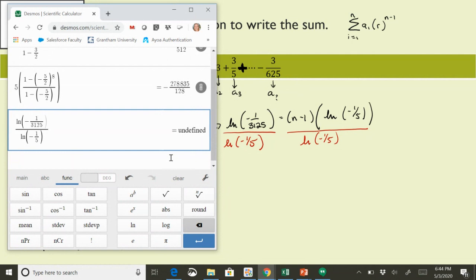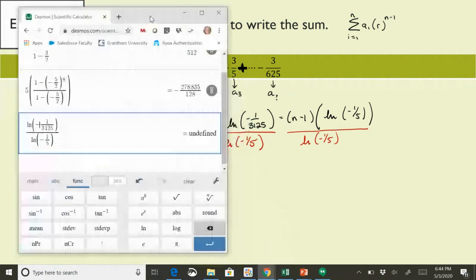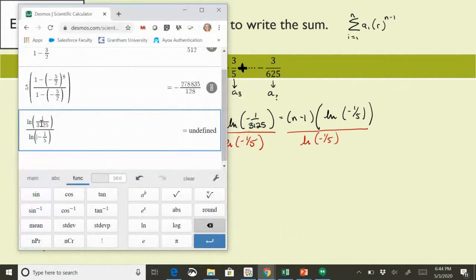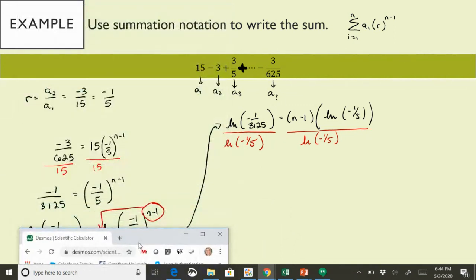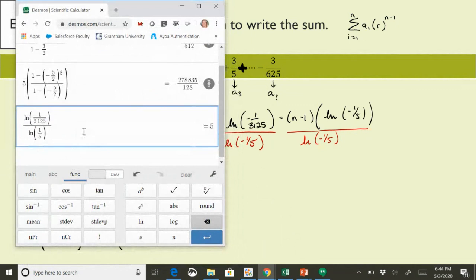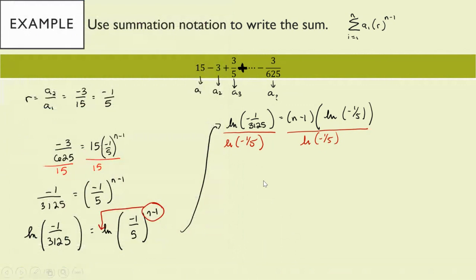Oh boy. Oh yeah, because with the natural log, we can't have negatives. I think if I just get rid of the negatives, it should work. Yeah, okay. So we'll just cancel out the negatives. We'll just assume that, because otherwise you get some errors there. Okay, so those are going to give us 5. So 5 is equal to n minus 1. Then all we have to do is add 1 to both sides. I get n is equal to 6.